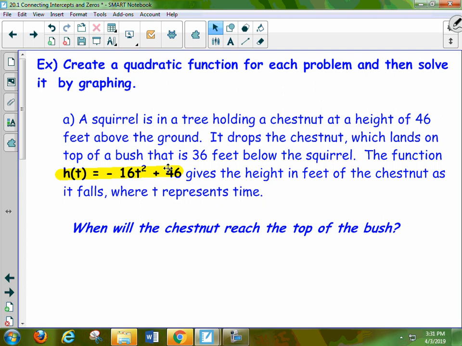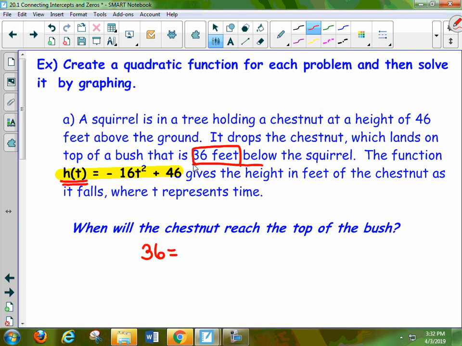But we want to know, so the first question is, when will the chestnut reach the top of the bush? Okay, but they told us in this problem, the top of the bush is 36 feet below the squirrel. So we need to take this 36 and put it as our height. H of t is going to be our height. So now the equation that I'm using is 36 is equal to negative 16t squared plus 46.